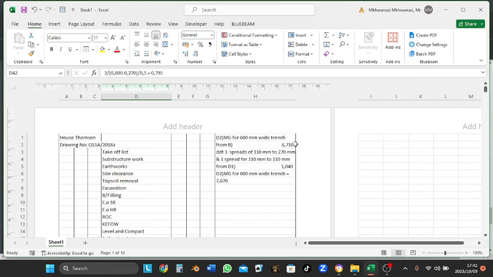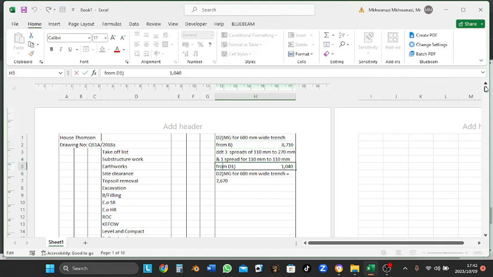To calculate the center line, we are going to calculate the center line for the 600 millimeters wide trench, and then we're going to say from B. Remember, from B we got the center line for the wall. We're going to say from B is the center line from the wall, and then we're going to deduct 3 spreads for the 110 millimeters wall to the 270 millimeters wall, and then deduct 1 spread for 110 to 110 millimeters wall, and then we're going to get what we're going to say. This one is from D.